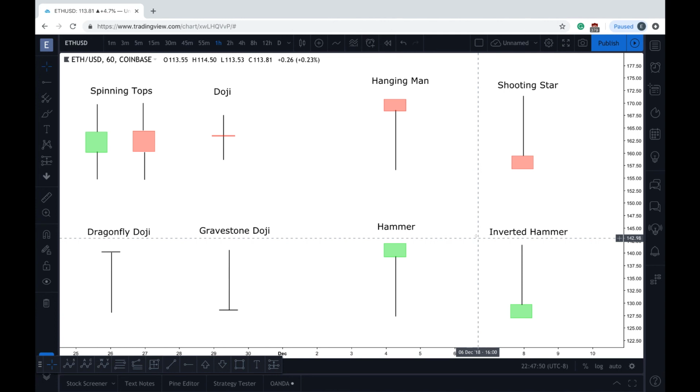So that's just a quick basic overview of candlesticks. Don't trade solely based off of candlesticks, but as a trader, it is good to know what certain candles mean or what they imply and just what kind of price action is going on when you do see candles like this.